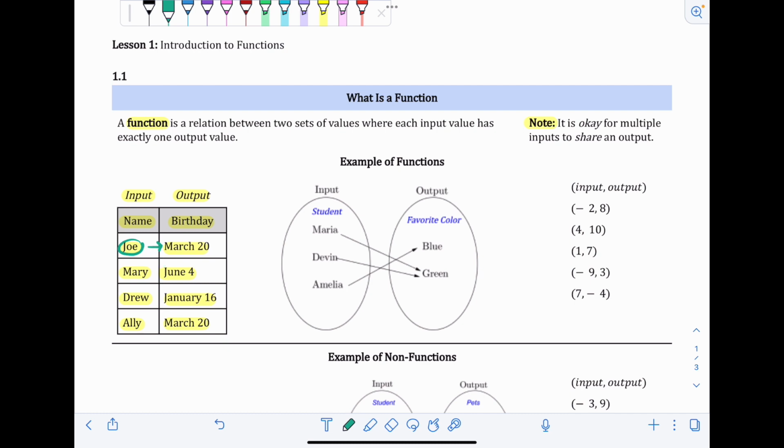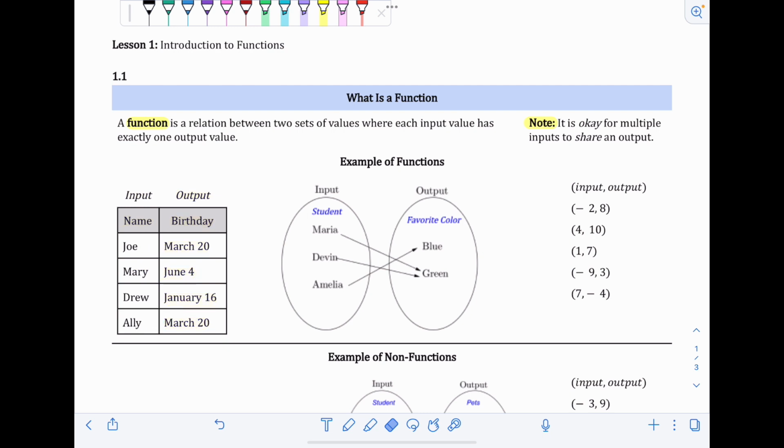And then the note over here where it says it's okay for multiple inputs to share an output. Like how Joe and Allie both have the same birthday, they have the same output. That's okay for two different people to have the same birthday. That happens in real life. What's not okay is for one person to have more than one birthday. In this case, it would be like Joe having more than one birthday, the input of Joe having more than one output. Okay, we're going to get a bunch more practice with these though.